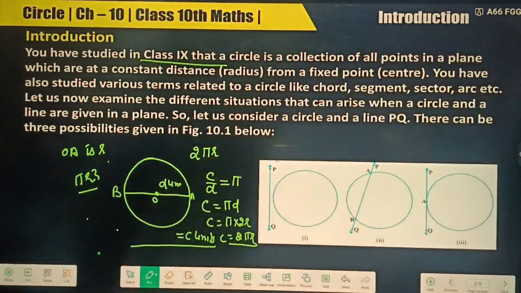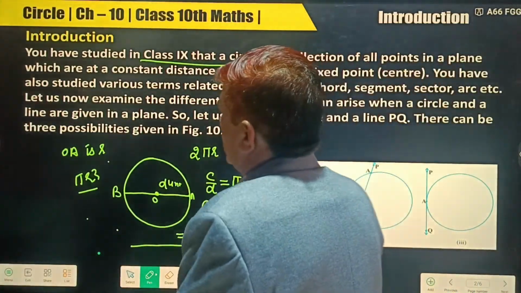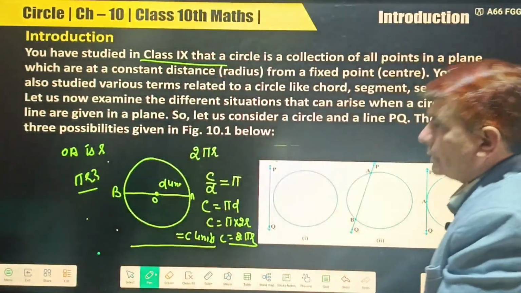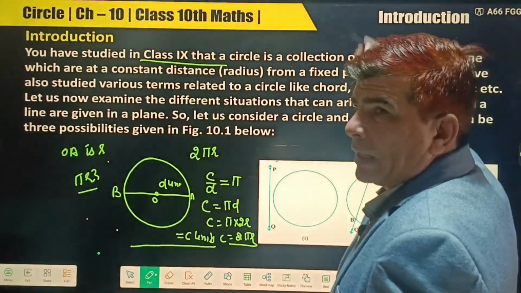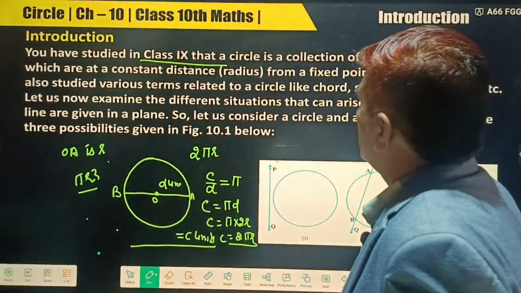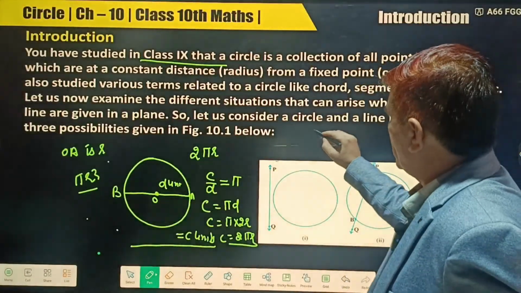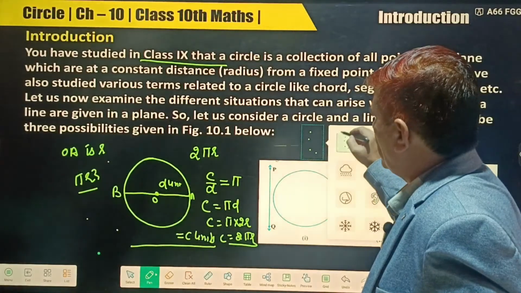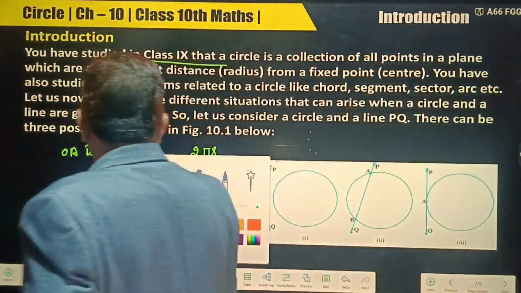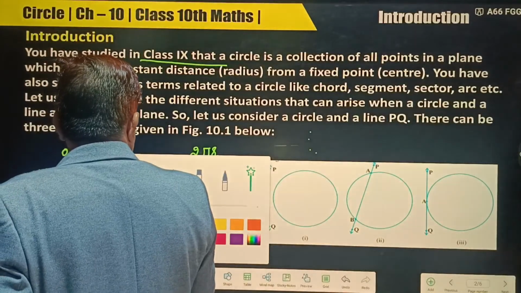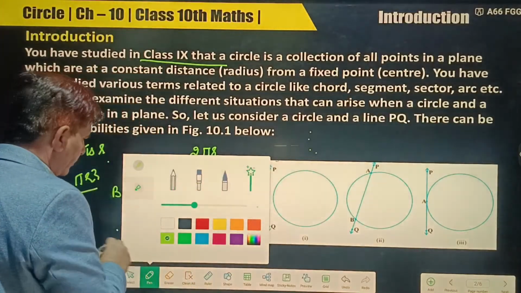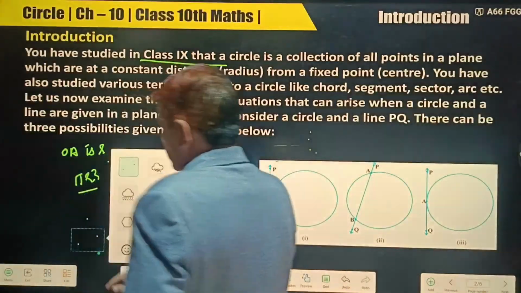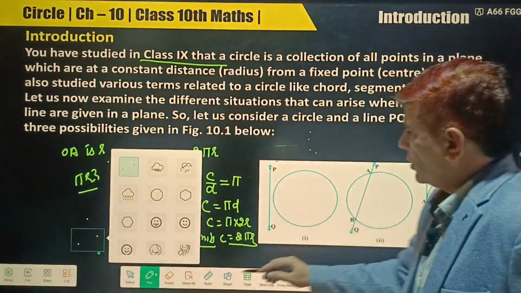Understood? So you have studied in class 9th that a circle is a collection of all points in a plane. This wall is a plane, and if we draw like this, a circle is a collection of all points of this type. So this is known as the collection of the points.